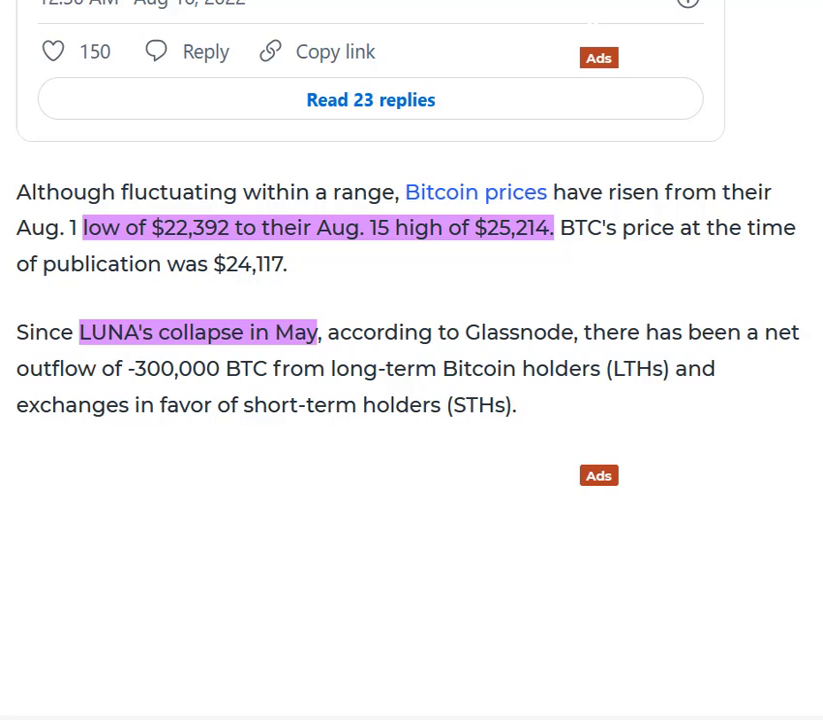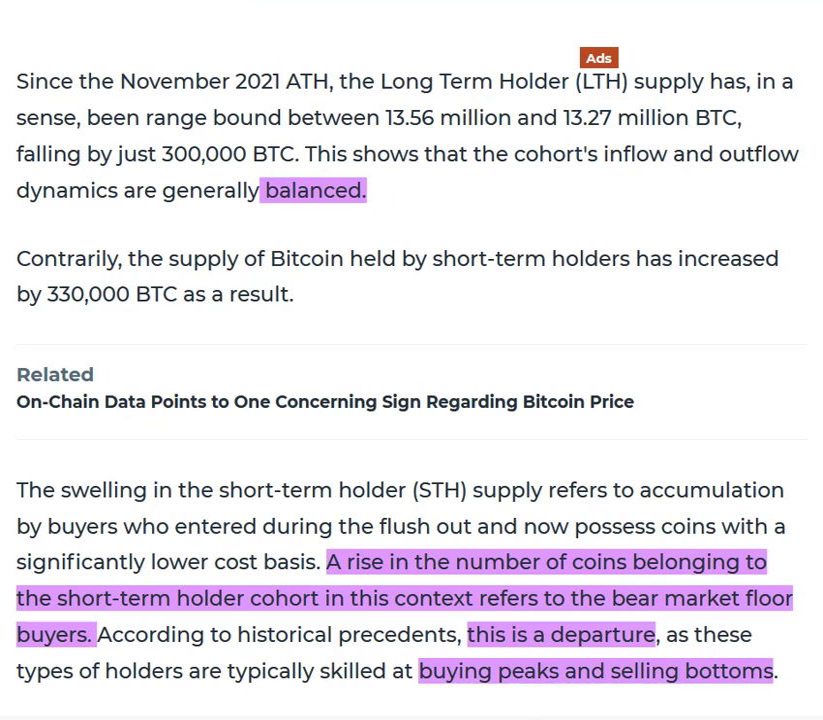Now here we have one of the catalysts for all this movement. Since the Luna collapse, 300,000 BTC have moved from long-term Bitcoin holders to short-term Bitcoin holders. Even though it might seem like a high number, if we look at the long-term supply, it has been ranging between these two numbers, 13.56 and 13.27, both in millions. So as I mentioned before, there was only a change of 300,000 BTC, and this shows that the cohort inflow and outflow dynamics are generally balanced.